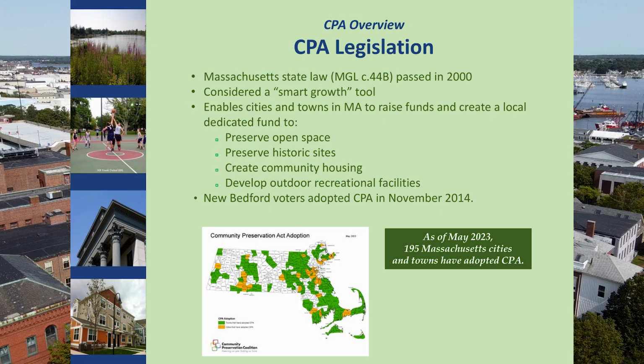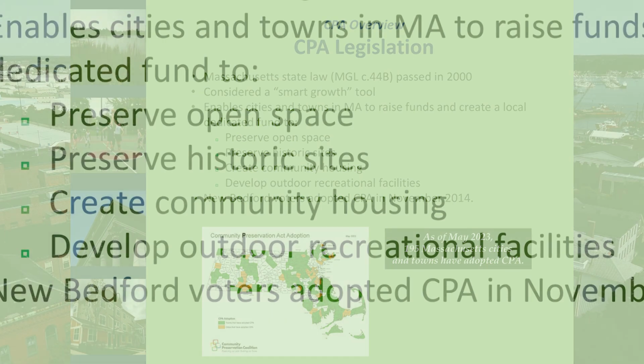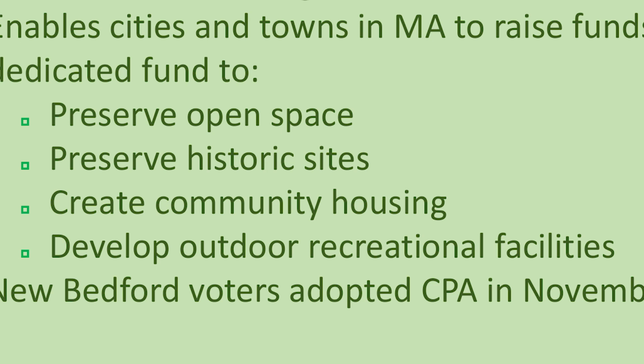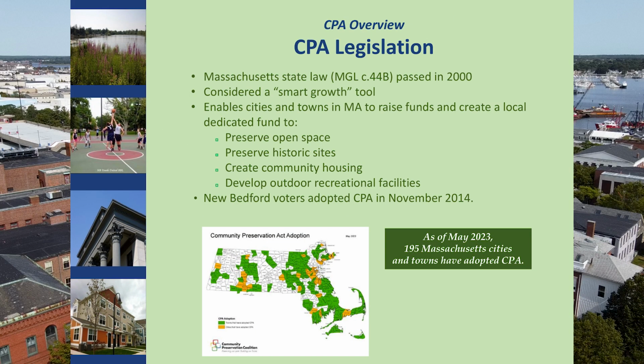For those of you who don't know, CPA was passed back in 2000. It's Mass State Law, Chapter 44B. And it allows communities to address a number of priorities: preserving open space, preserving historic sites, creating community housing, and developing outdoor recreational opportunities. The great thing about CPA is its flexibility. It allows communities to identify the needs and priorities within it and focus their funds on those needs and priorities.